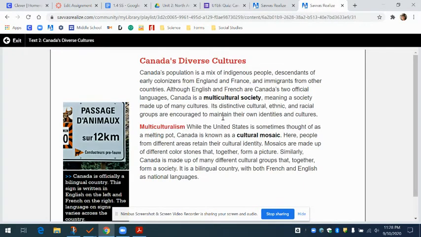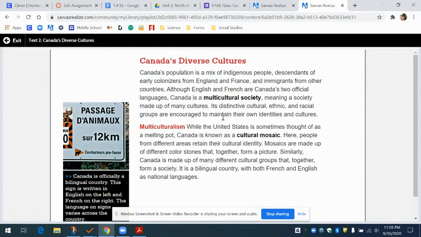Canada's diverse cultures. Canada's population is a mix of Indigenous people, descendants of early colonizers from England and France, and immigrants from other countries. Although English and French are Canada's two official languages, Canada is a multicultural society, meaning a society made up of many cultures. Its distinctive cultural, ethnic, and racial groups are encouraged to maintain their own identities and cultures.